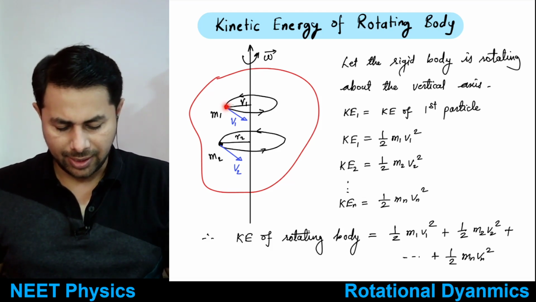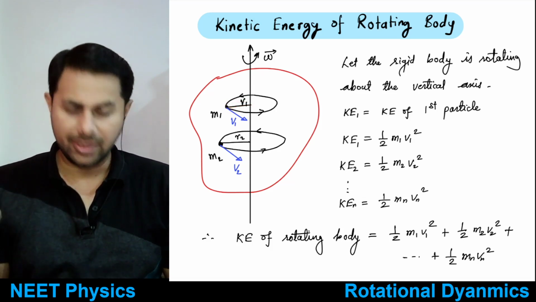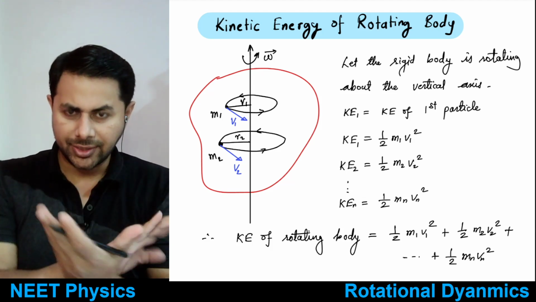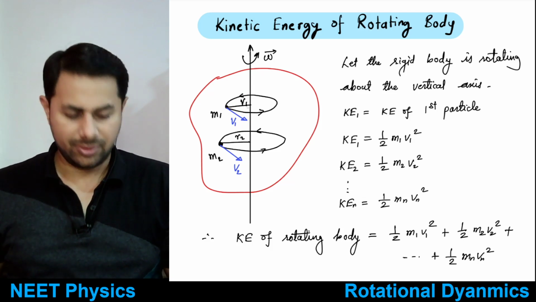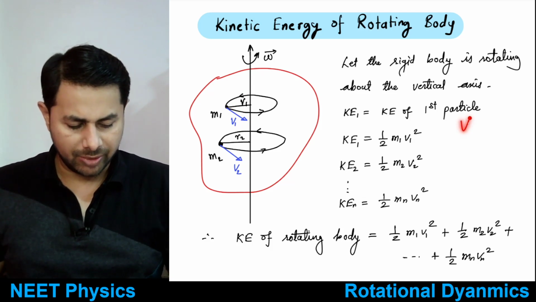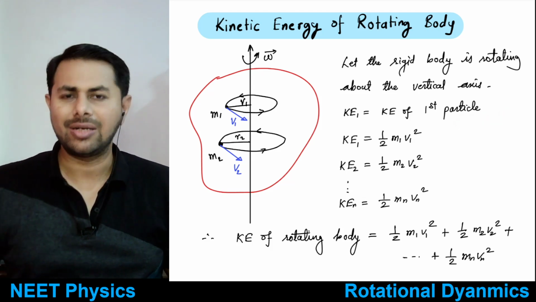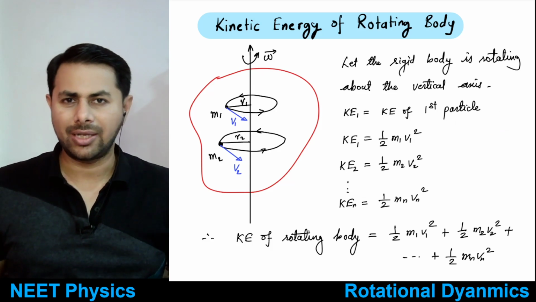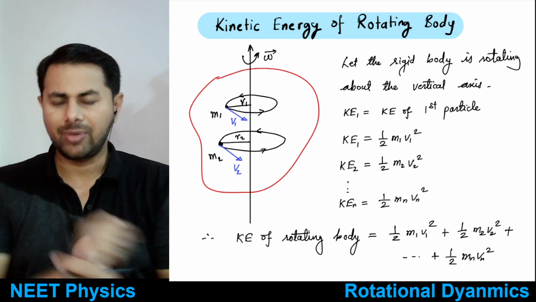So suppose m1 is mass of first particle, it revolves in this circle of radius r1, when this body rotates, and its velocity is v1. So now we know what is v1. v1 would be equal to what? r1 times omega. Similarly v2 would be equal to r2 times omega, v3 would be equal to r3 times omega. Omega would be equal for all particles.